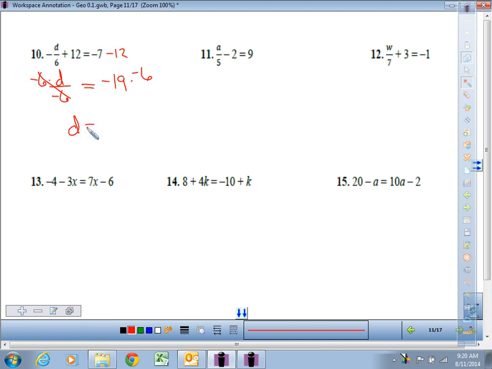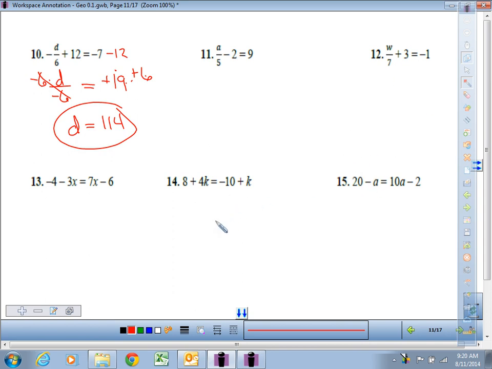So d is equal to a negative times a negative, which is going to be positive. So we take 6 times 19. Remember 6 times 10 is 60. 6 times 9 is 54. So that would be 114 as our final answer there. Okay, so you can pause this. You could do 11 and 12 and double check your answers.